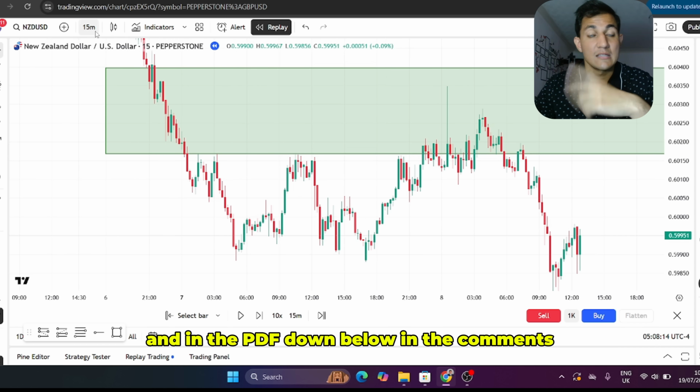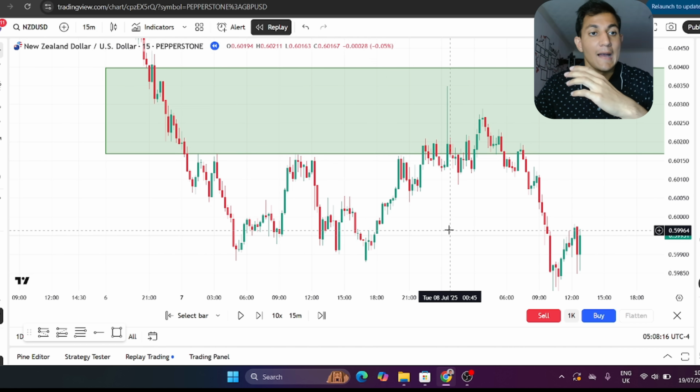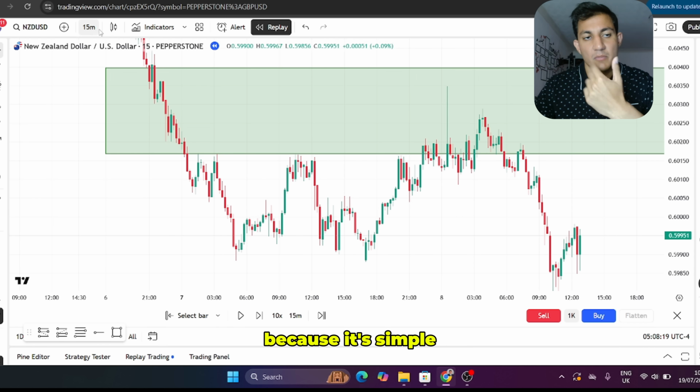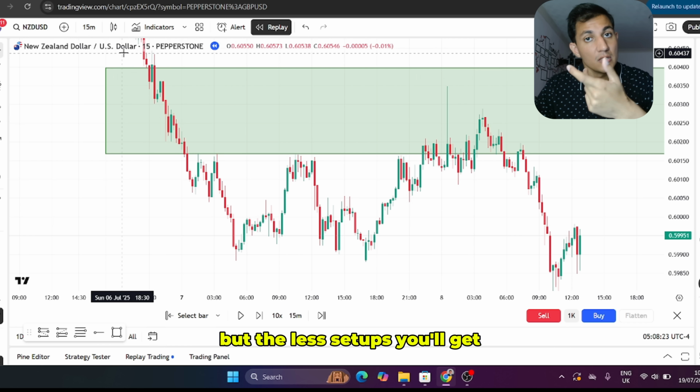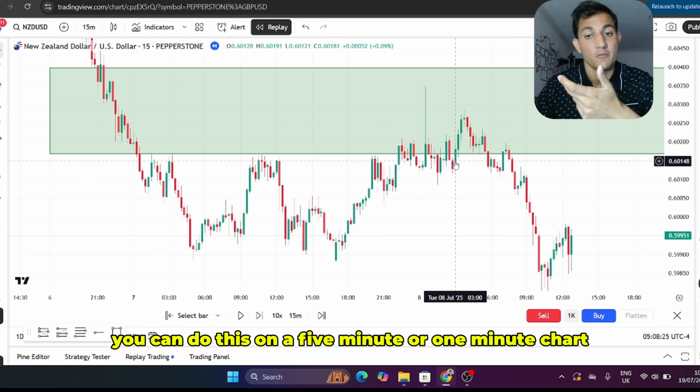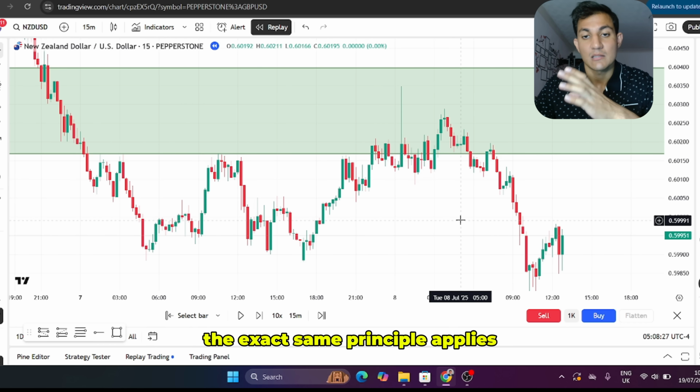But for this example, and in the PDF down below in the comments, I've just used the 15-minute chart because it's simple, and the reality is the higher the time frame, the higher the win rate, but the fewer setups you'll get. So you can do this on the 5-minute or 1-minute chart. The exact same principle applies.